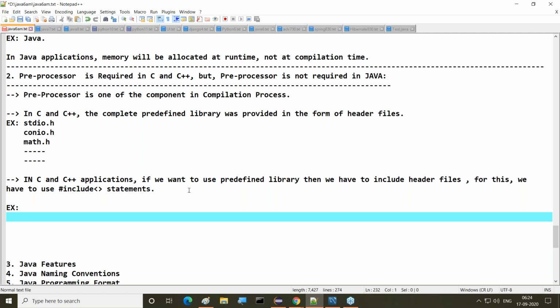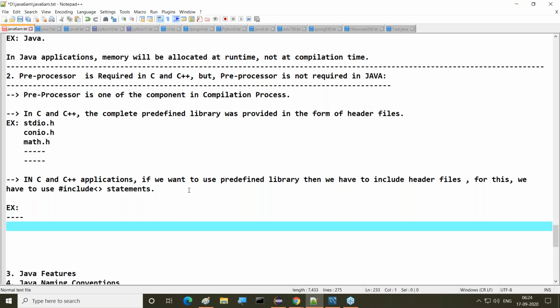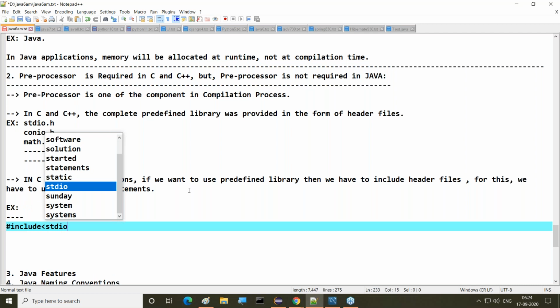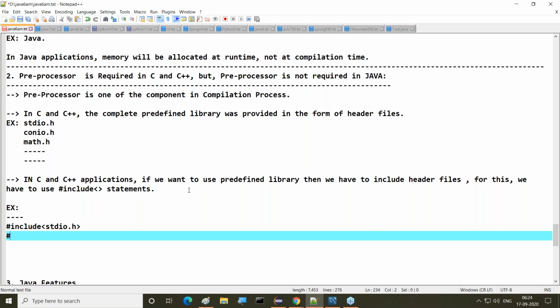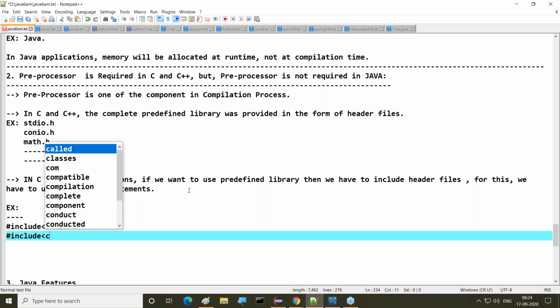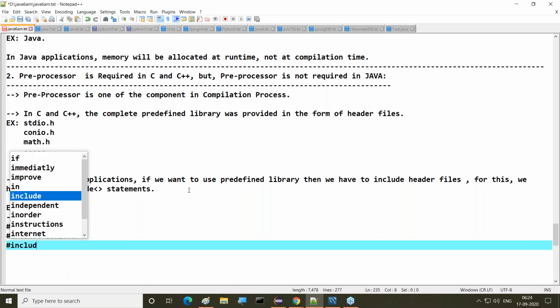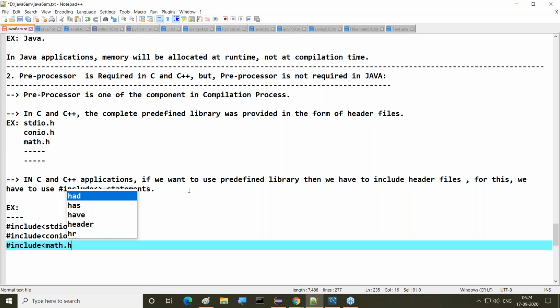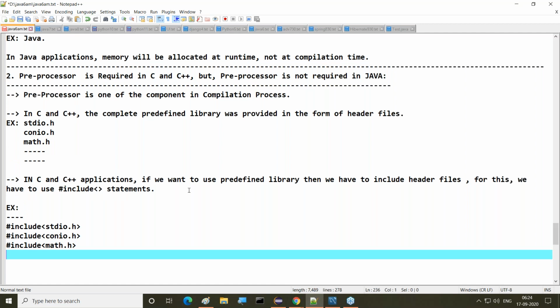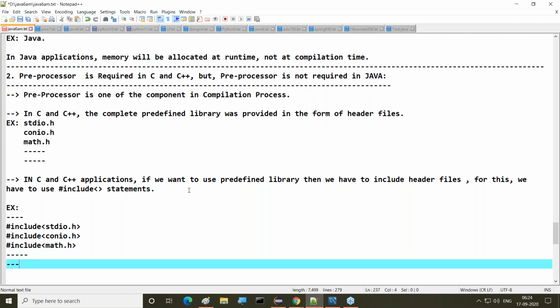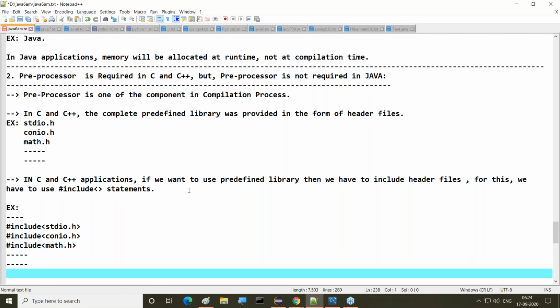Examples I'm telling you, observe: hash include stdio.h, hash include new.h, hash include math.h, and so on. Like this, we have to include them.